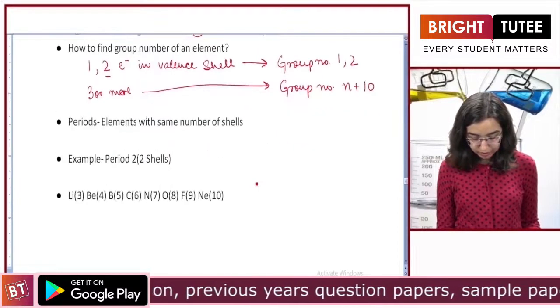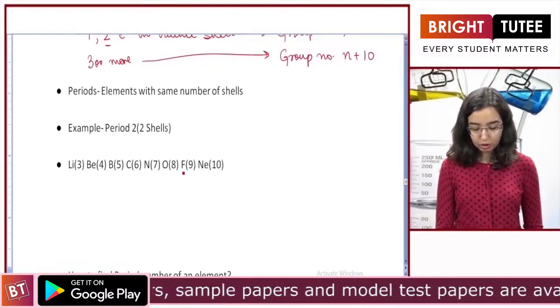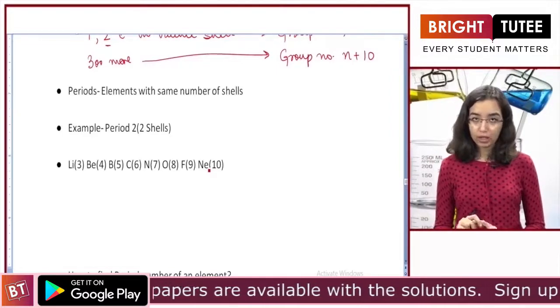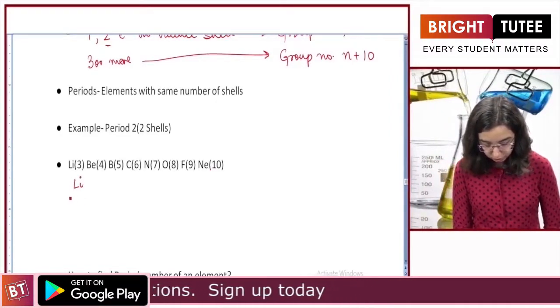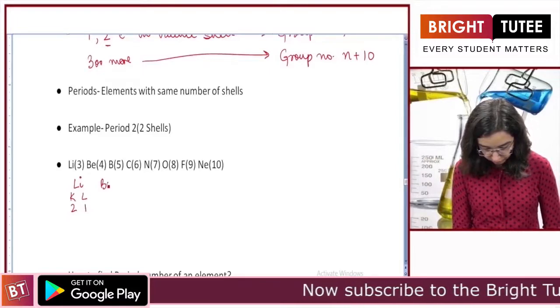Period 2 has the elements lithium, beryllium, boron, carbon, nitrogen, oxygen, fluorine, neon. All of them have the same number of shells. I will demonstrate this to you. Lithium has atomic number 3. Beryllium has 4.